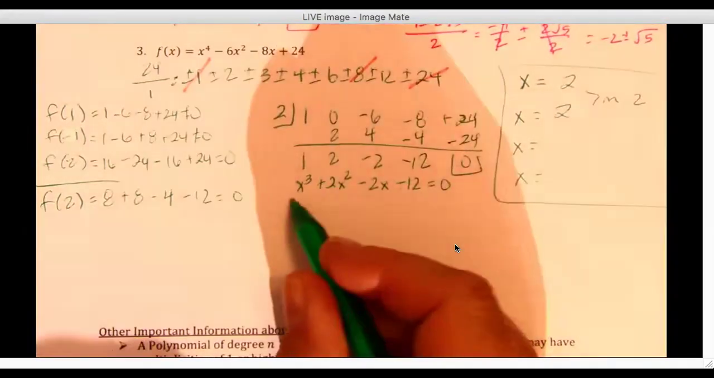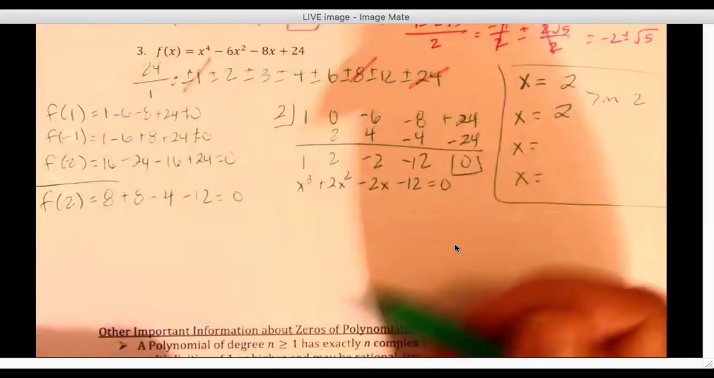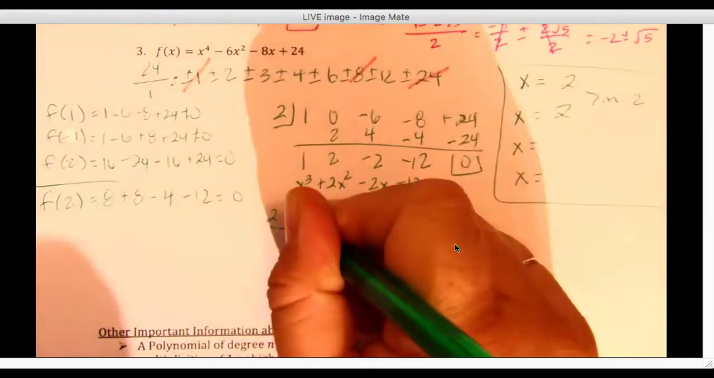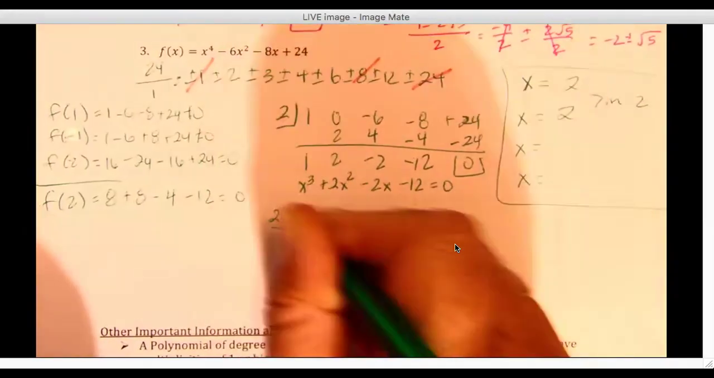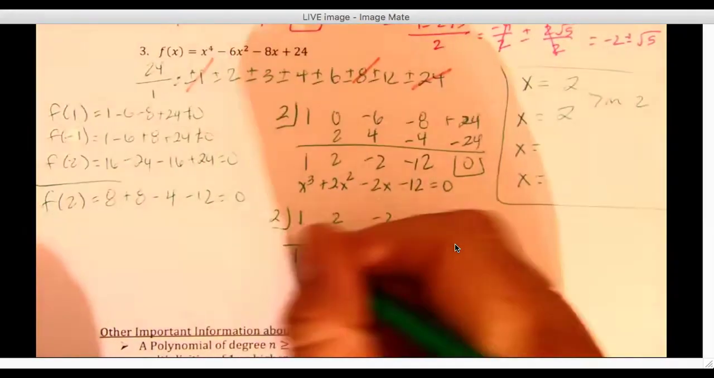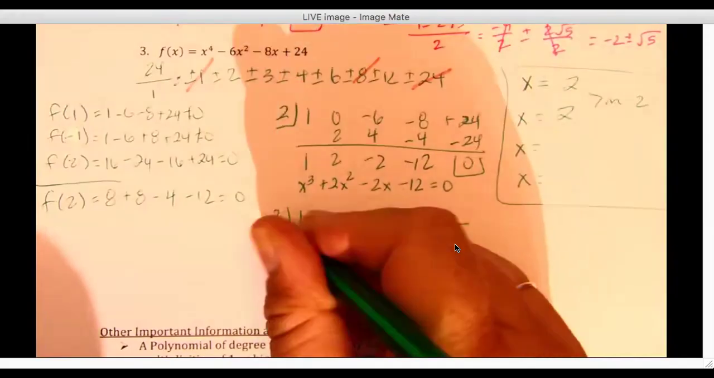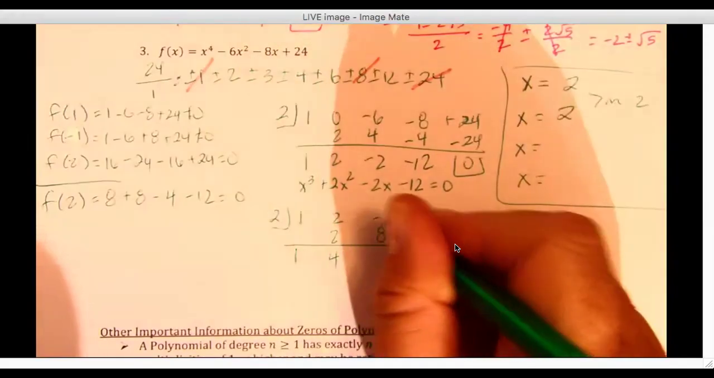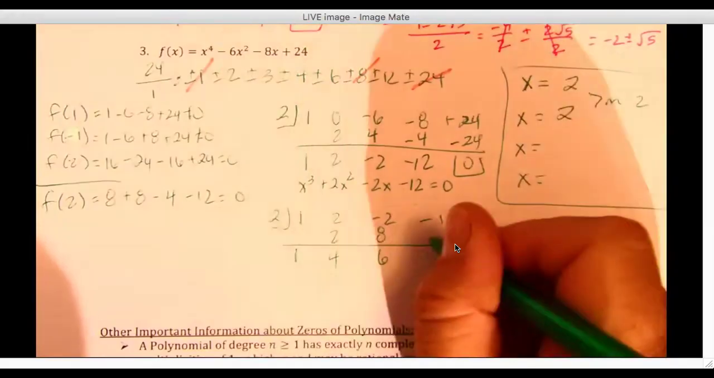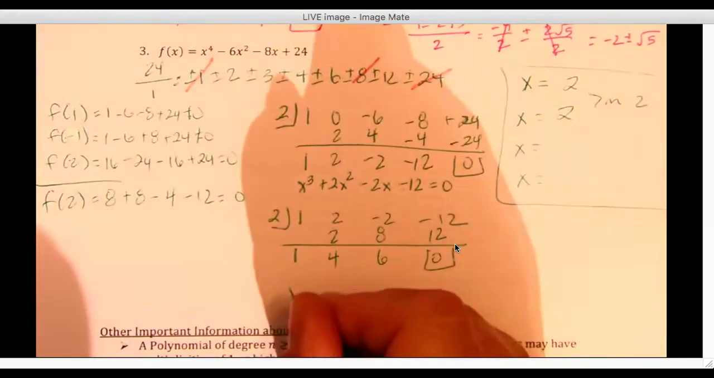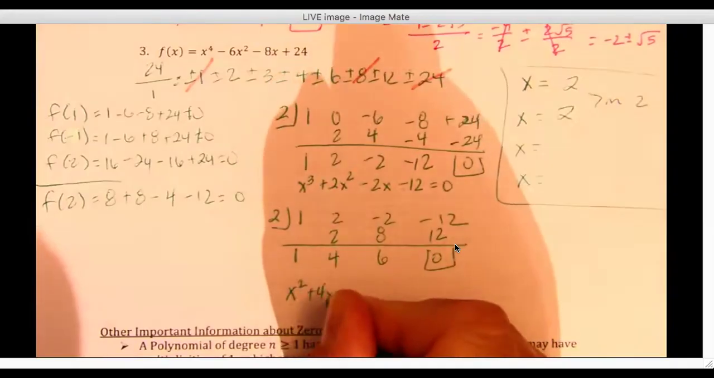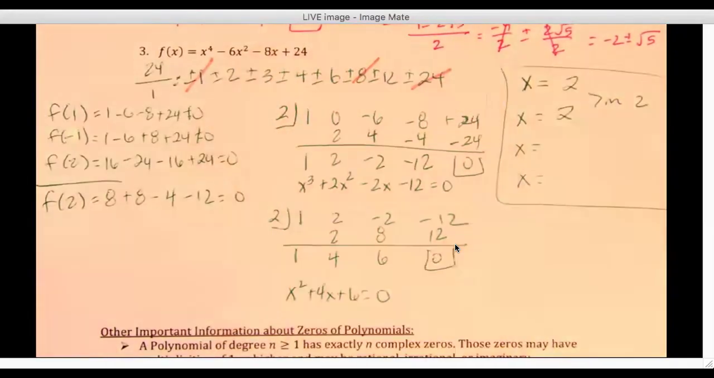So I can go ahead and divide this smaller polynomial now by 2. 1, 2, -2, -12. Bringing down the 1. 2 times 1 is 2. 2 plus 2 is 4. 2 times 4 is 8. -2 plus 8 is 6. 2 times 6 is 12. And a remainder of 0, which is what we would expect. And I'm left with x squared plus 4x plus 6 equals 0.